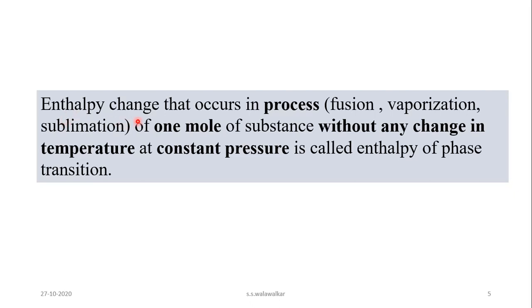So, the enthalpy change that occurs in a process. Here process means fusion, vaporization or sublimation. Of 1 mole, 1 mole is most important. Enthalpy is considered for 1 mole. So the enthalpy change that occurs in a process of 1 mole of a substance without any change in temperature at constant pressure, that means temperature remains constant at constant pressure, is called the enthalpy of phase transition. So using this definition, you can write the definition of enthalpy of fusion, vaporization or sublimation. How, we will see here.